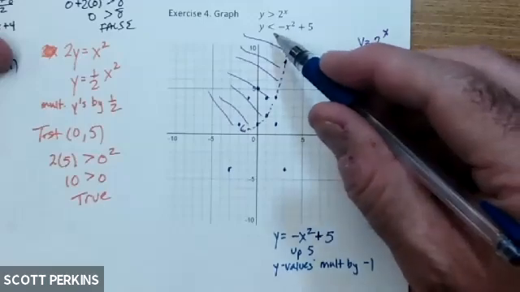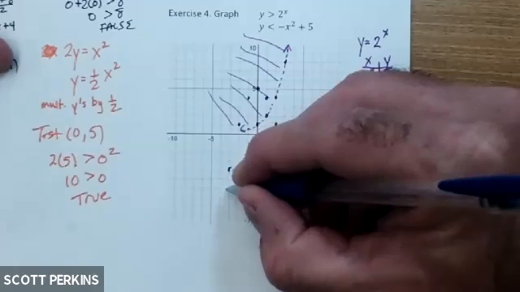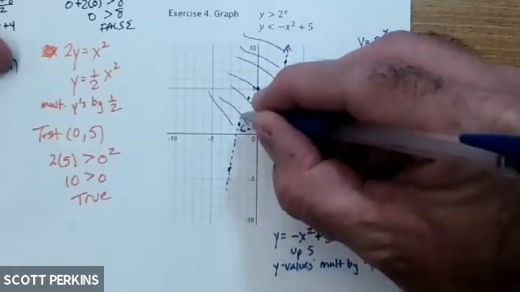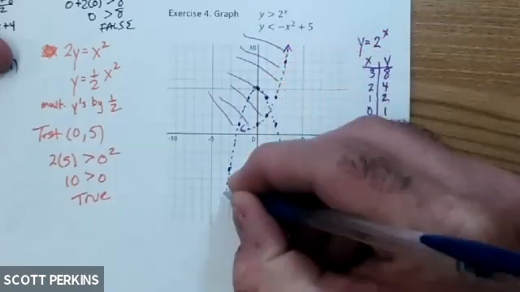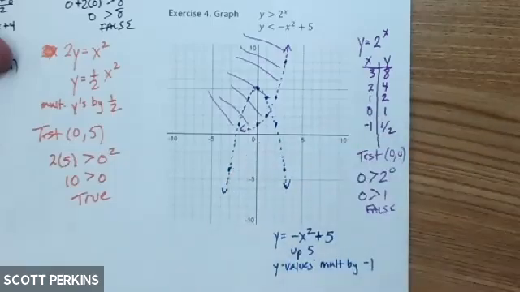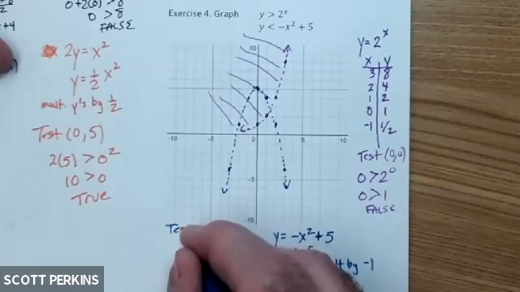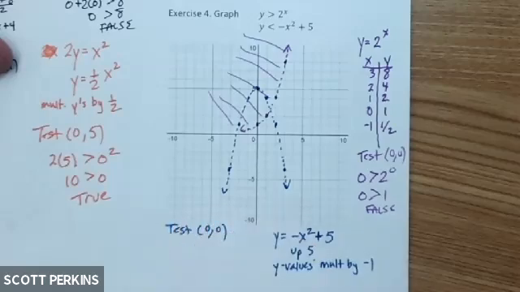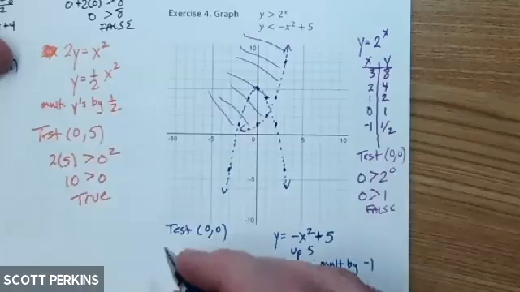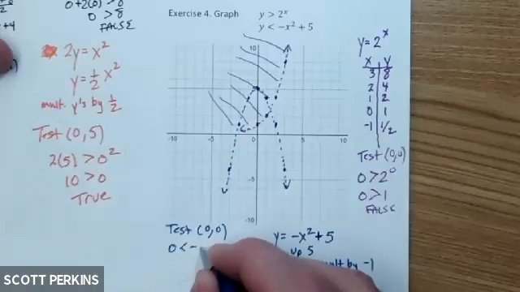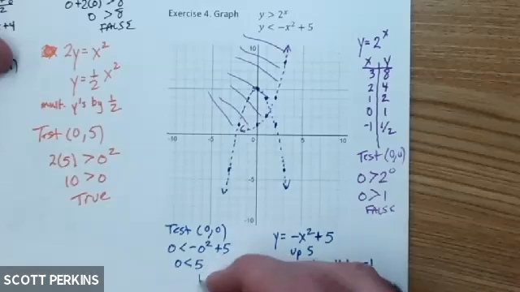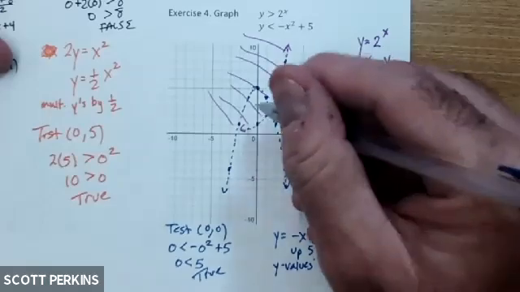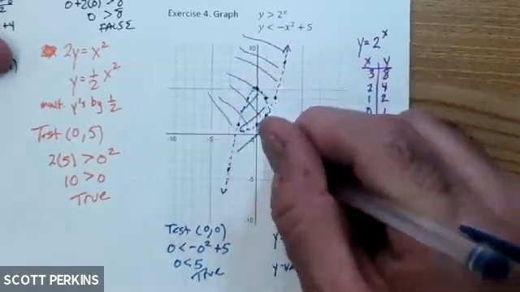Again, I'm going to connect with a dotted line because there's no equal. So here we go, dot, dot, dot, dot, lots of dots here. Again, for the blue graph, I can test the point 0, 0 because it is not on the boundary, so I will do that. So the y value 0 is less than -0² plus 5. -0² is just 0. 0 is less than 5. That is indeed true. So my shading for the parabola is right here.